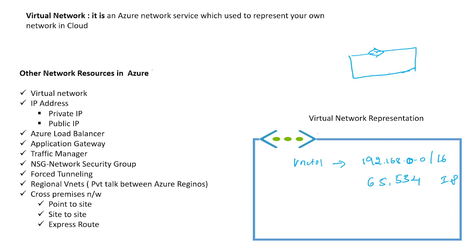Okay, so we also have other network resources in Azure. Some of the other resources in Azure, you can see here. We have virtual network, which we just discussed, and we have IP addresses. So when you have a virtual network, you are going to define what is my address space. This is your address space. Then I told you, you have around 65,534 IP addresses. That is why I have mentioned IP addresses. And whatever IP addresses you have defined in this VNet, they all will be private IP addresses.